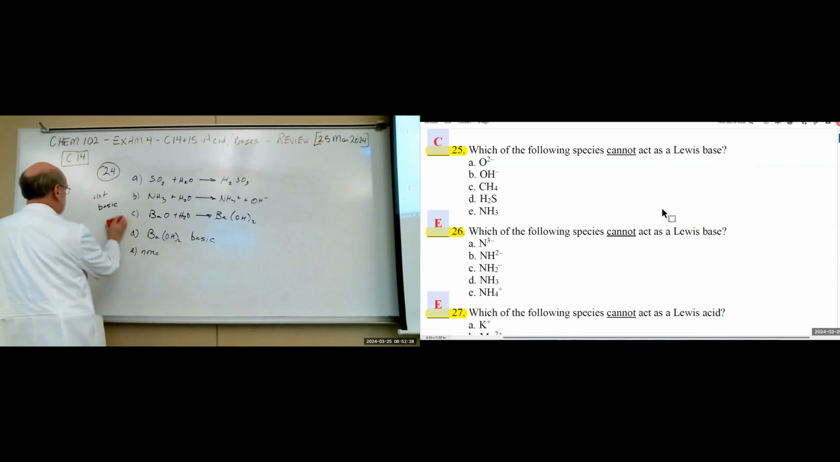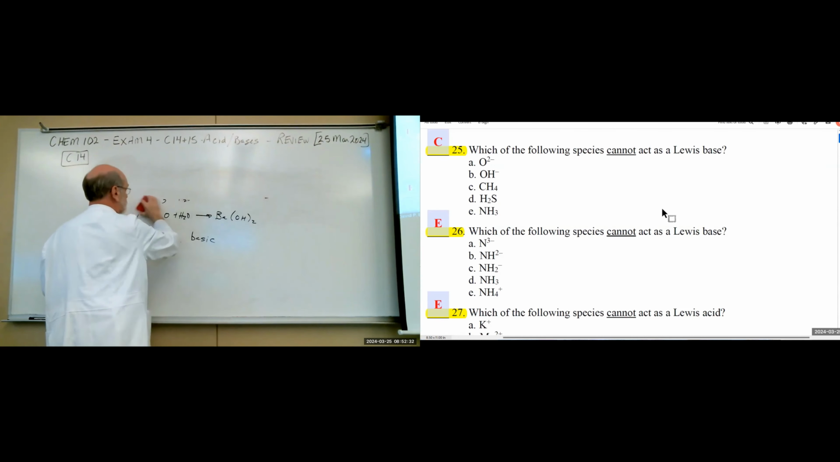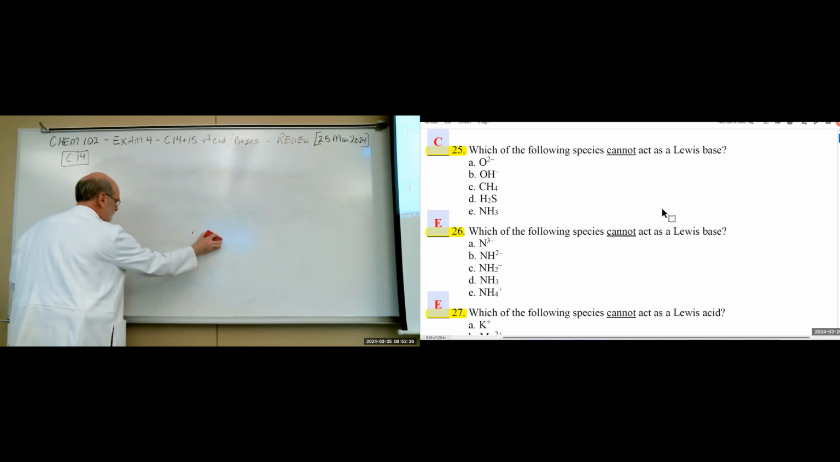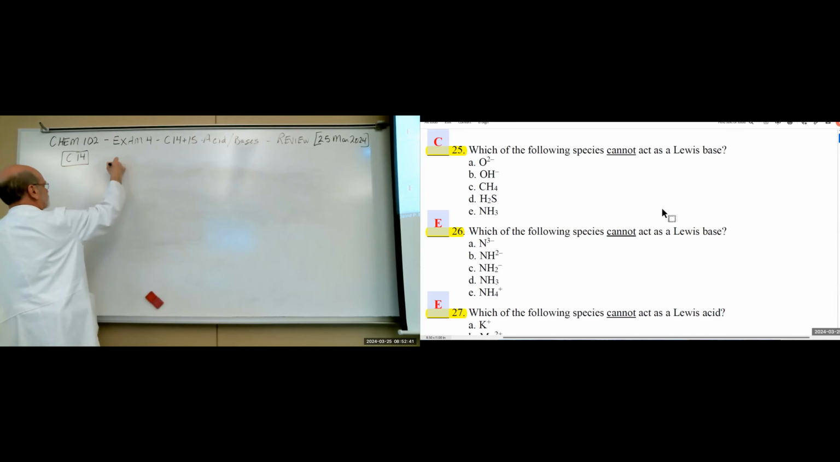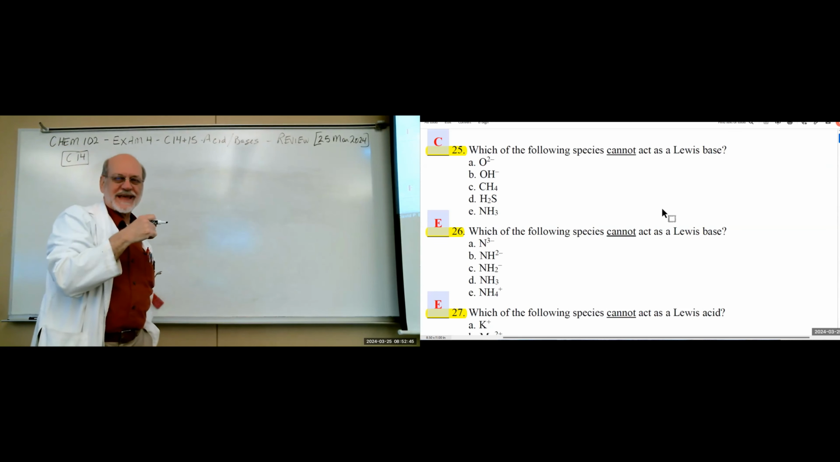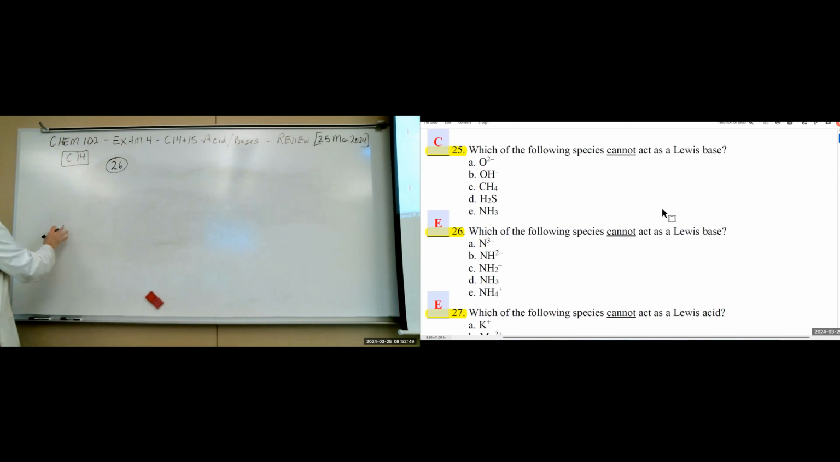All right, and we're going to bring Lewis into this discussion. Lewis acids and bases. Which of the following species cannot act as a Lewis base? Here's the way I reason this one out. If Bronsted-Lowry, we get that definition for acids and bases.